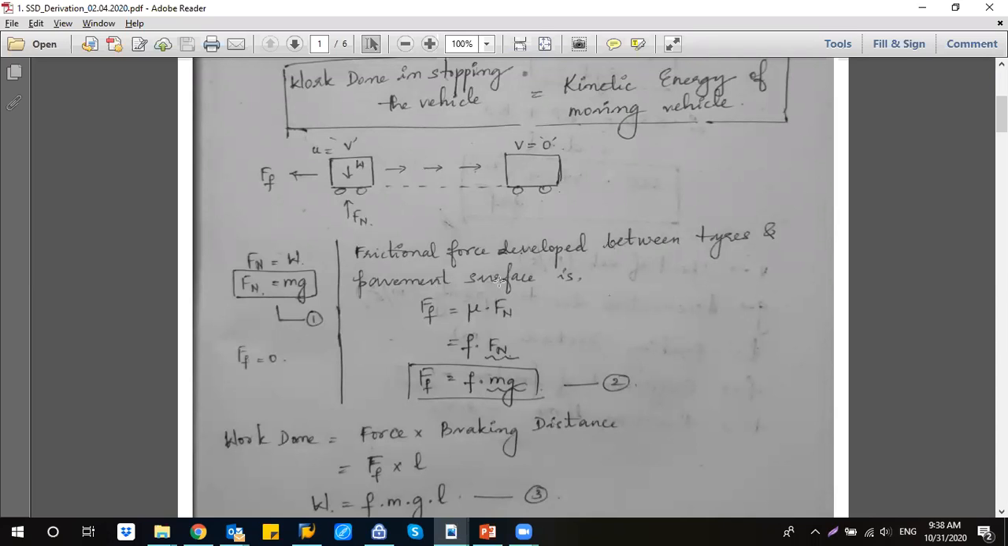Now the frictional force, developed between the tires and the pavement surface, is nothing but the coefficient of friction times the normal force. The coefficient of friction mu, I have taken as small f. So small f times the normal force will give me the frictional force. Small f is not the force, it's the frictional coefficient. I think I forgot to mention it here.